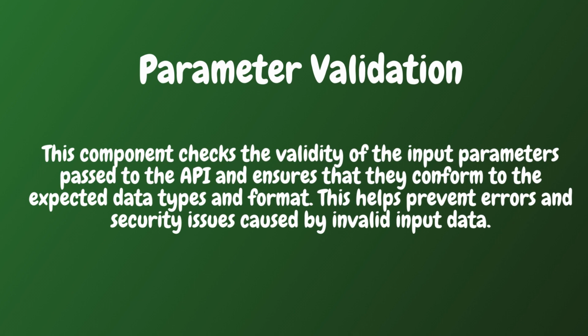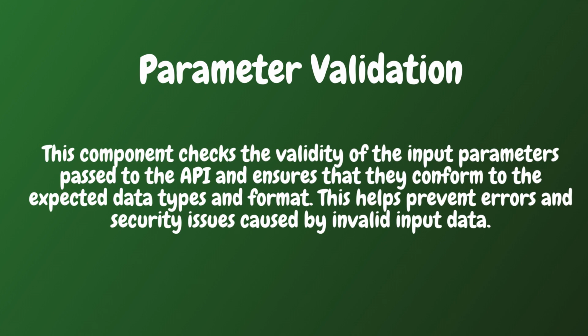Parameter validation. This component checks the validity of the input parameters. For example, your API has certain parameters, and they should be validated before the request hits the API, so you cannot access the API directly. If the requested parameter is not there, it will reject the request. Say, for example, this particular request has to be accessed along with a token. If the token is not there or is expired, you cannot access the API.